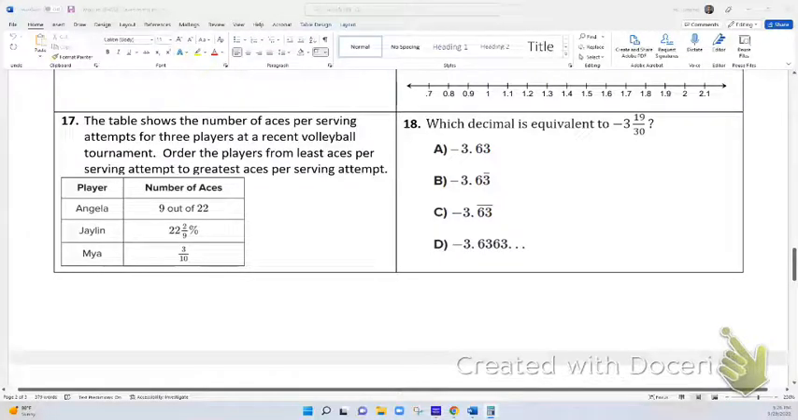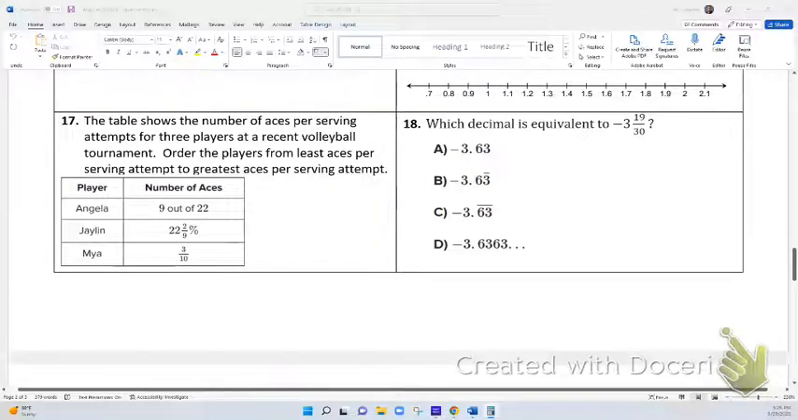All right. And then for 17, it says the table shows the number of aces per serving attempts for 3 players at a recent volleyball tournament. Order the player from least aces per serving attempt to the greatest aces per serving attempt. So in case you guys aren't aware, an ace is essentially when you are serving the ball and you are able to score a point off of serving that ball. That's what they call an ace in volleyball.